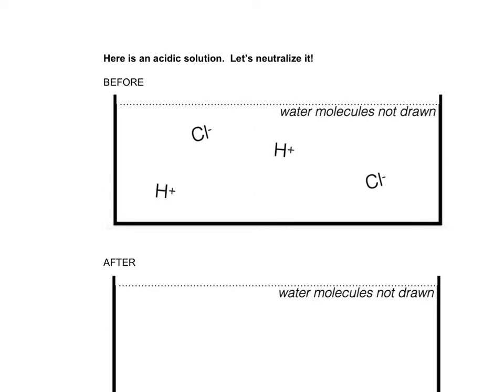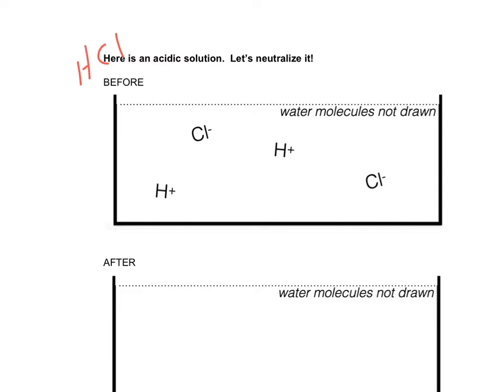All right, so here's an acidic solution. Let's neutralize it. This should look somewhat familiar to you. I've made the beaker of water a little wider so I can draw in it. But what we've done here is we've taken hydrochloric acid and we've dissolved it in water to make an acidic solution. So this currently is an acidic solution. And what we want to do is practice this idea of neutralizing it.